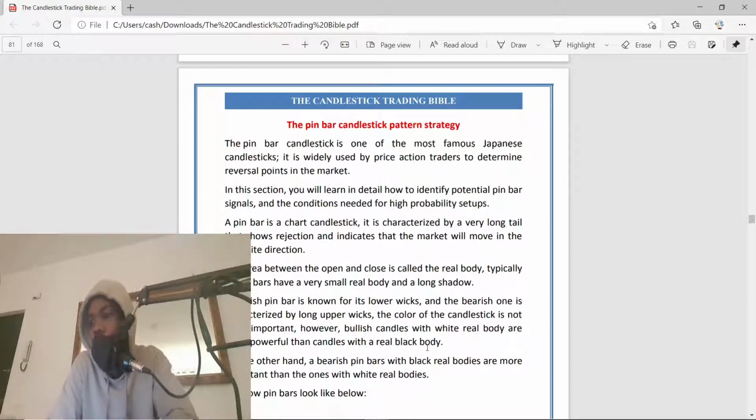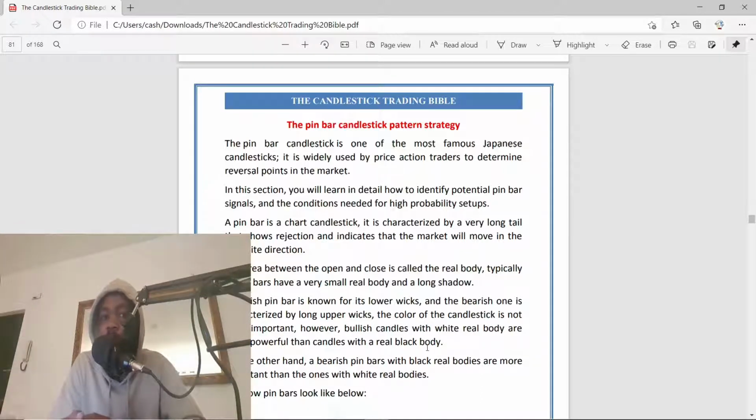So we've got the pinball candlestick pattern strategy. The pinball candlestick is one of the most common Japanese candlesticks. It's widely used by price action traders to determine reversal points in the market. In this section, you're going to learn in detail how to identify potential pinball signals and the conditions needed for higher probability setups.